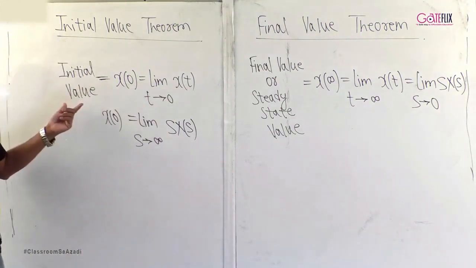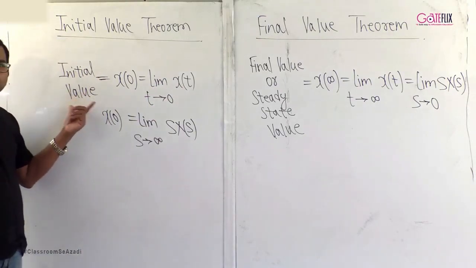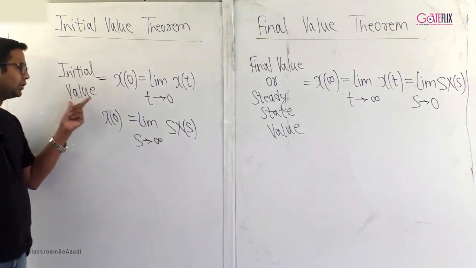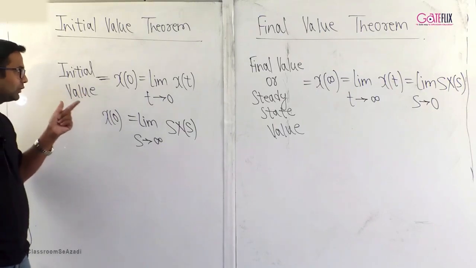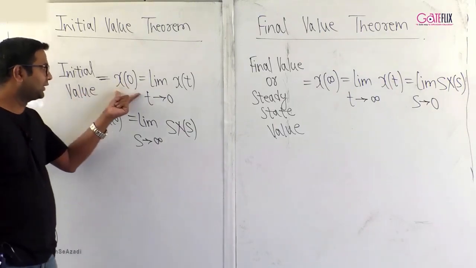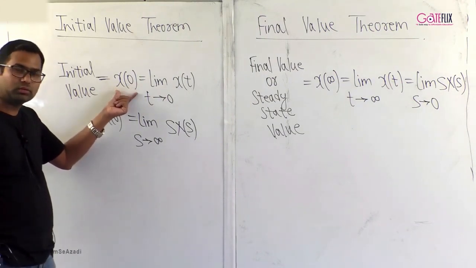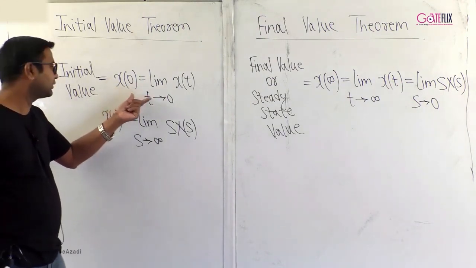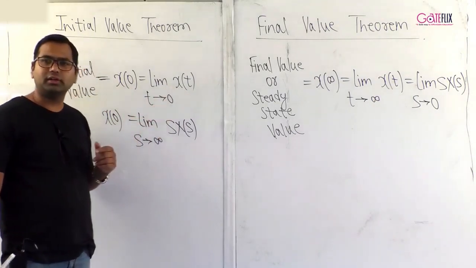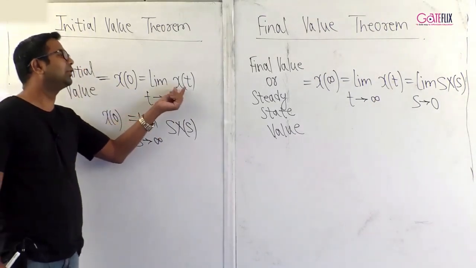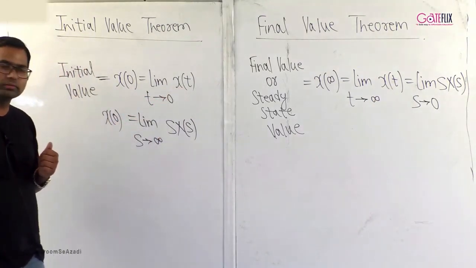In the initial value theorem, we calculate the initial value of a signal. Now what do you mean by the initial value of a signal? The initial value of the signal is the value of the signal at time t equal to 0. That is represented by x of 0. This is sometimes also written as limit t tends to 0 x of t, which is again a representation of the value of x at t equal to 0.